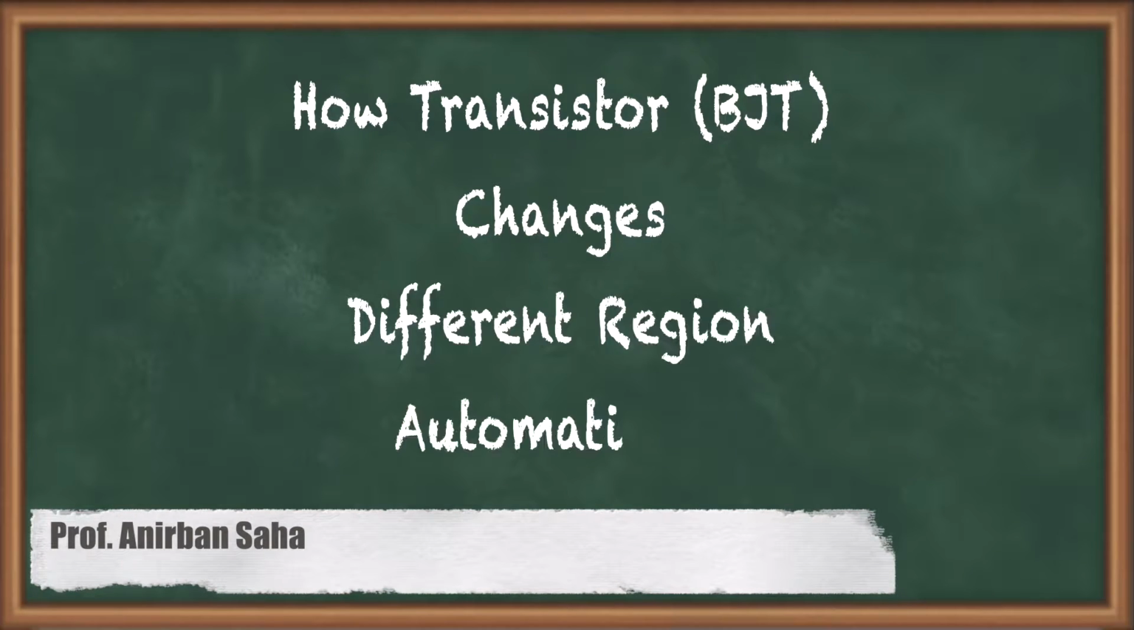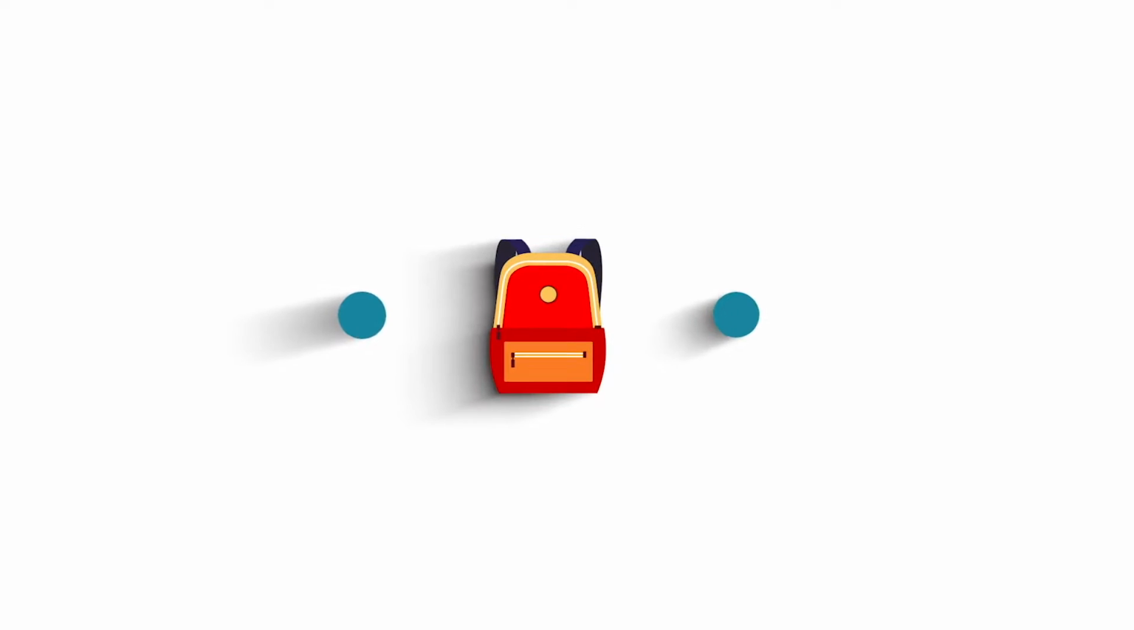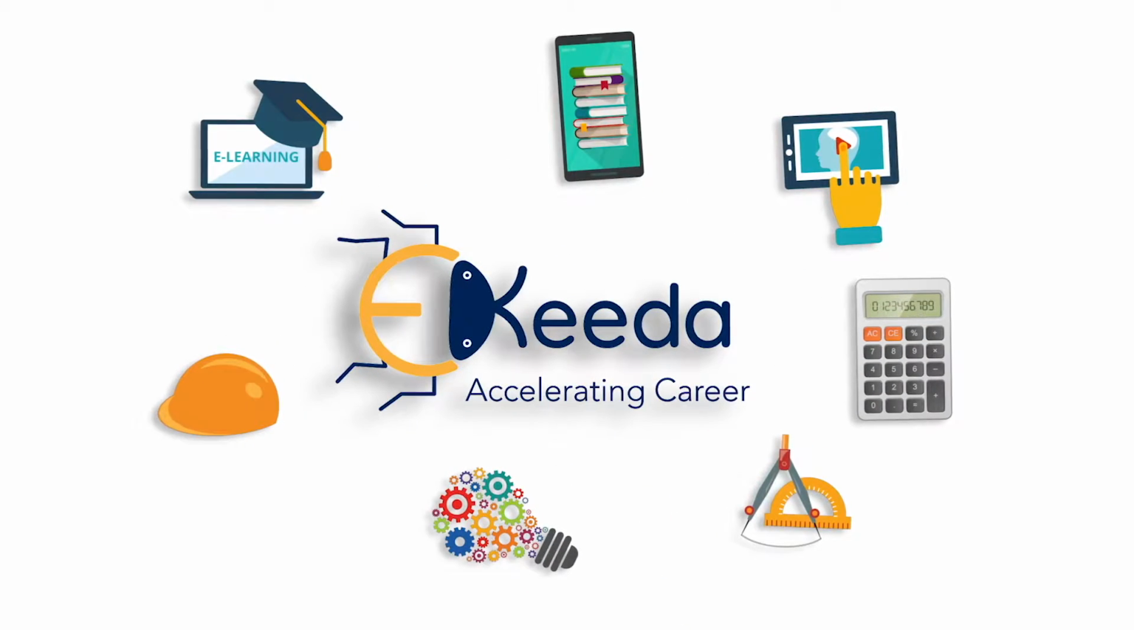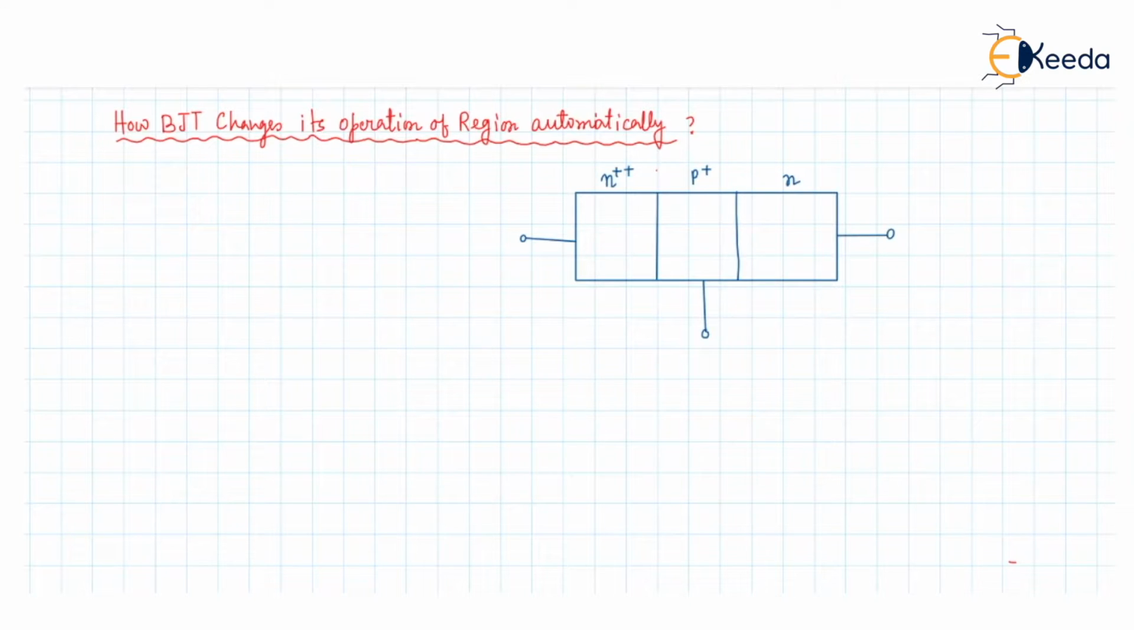Hello friends, in this video we are going to discuss how a BJT changes its region of operation automatically. So far we have seen that a BJT has three regions of operation depending on the JE and JC junction biasing.